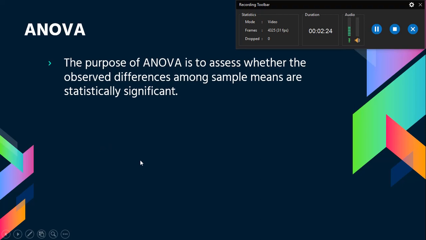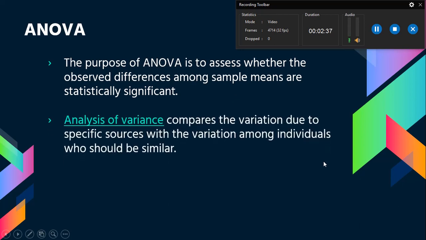The idea behind ANOVA is to determine if there are differences among our sample means and if they are statistically significant. So the analysis of variance, or ANOVA, compares the variation due to the different sources within the variation among individuals who should be similar. So our population should be similar or close, but there's going to be differences in each sample that we take.